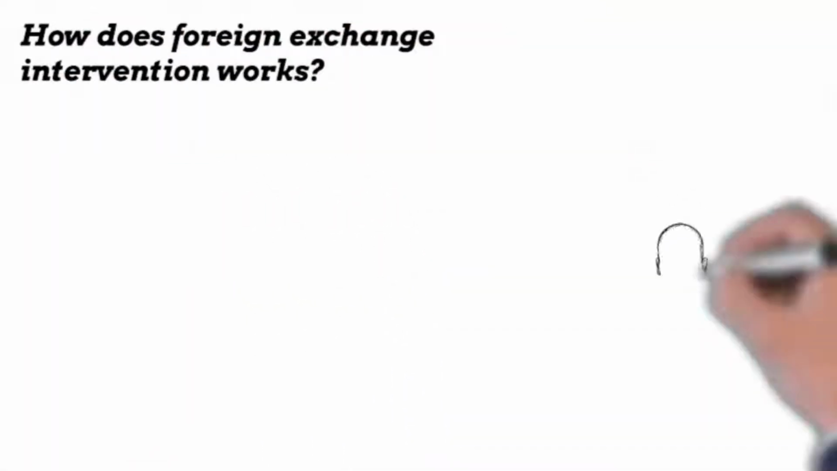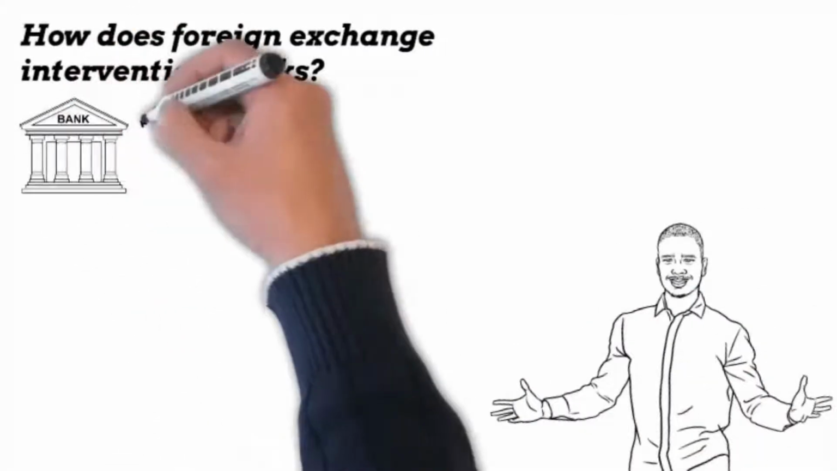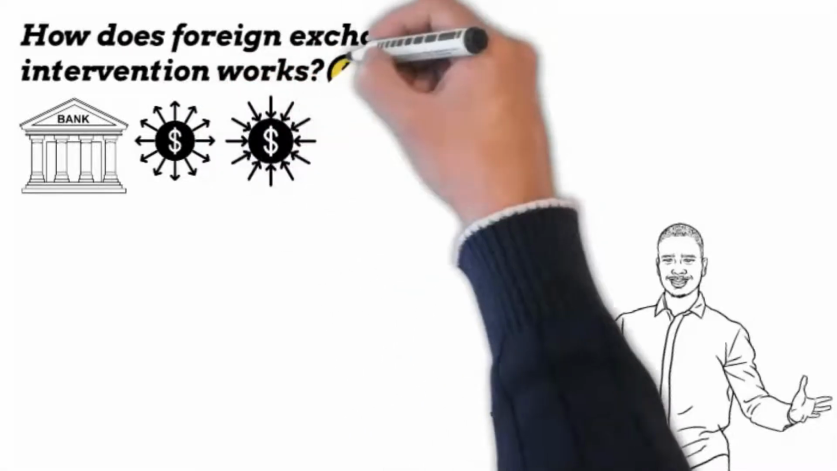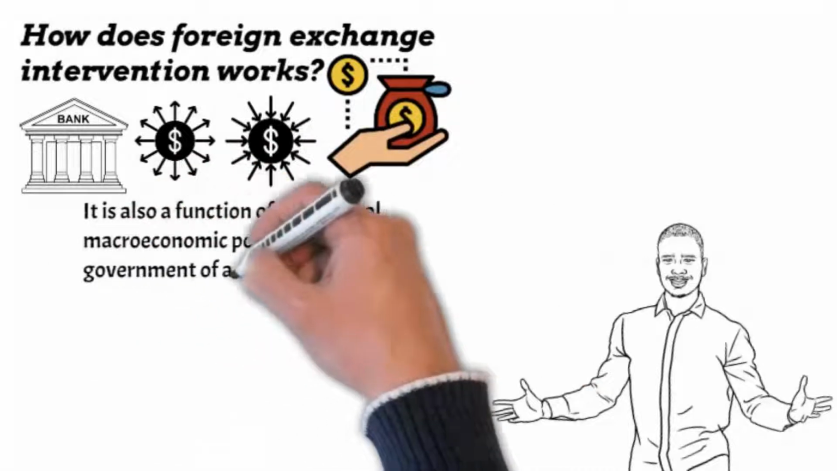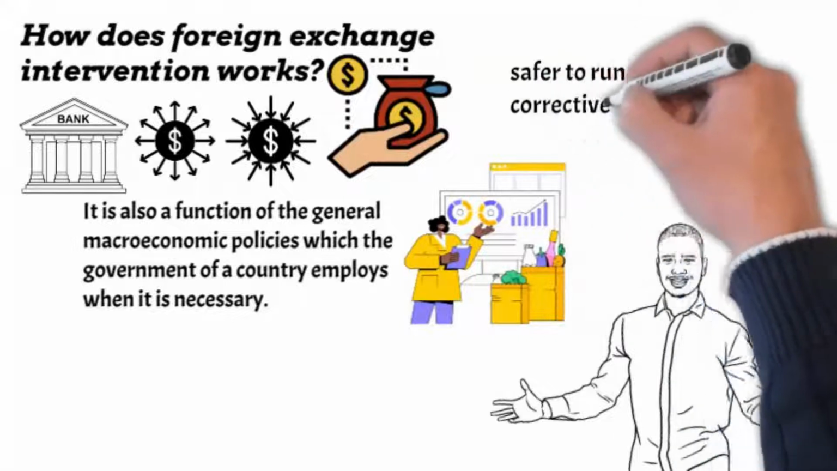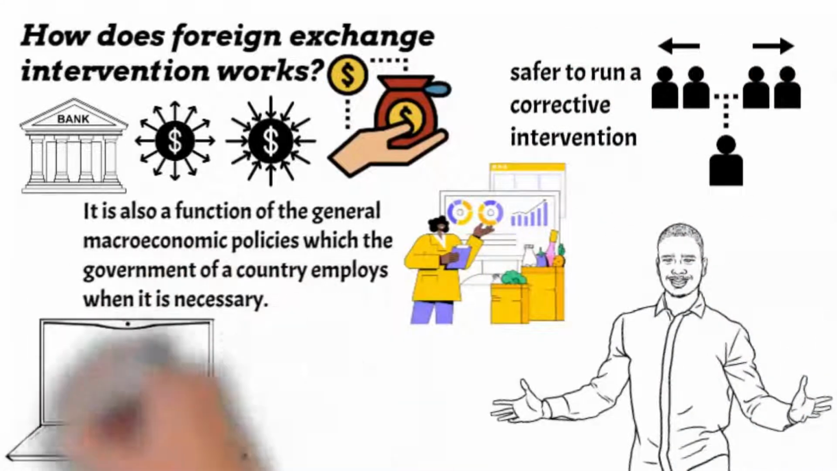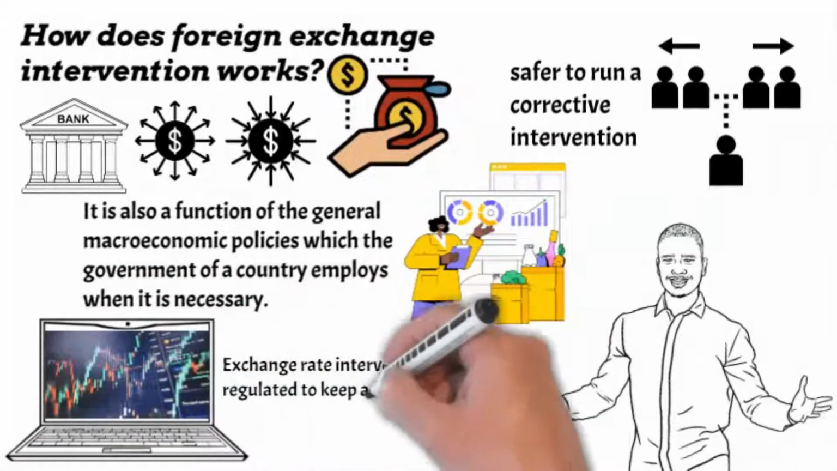How does foreign exchange intervention work? How successful the foreign exchange intervention gets is dependent on how the central bank limits the impact of outflows and inflows of the money supply. It is also a function of the general macroeconomic policies which the government of a country employs when it is necessary. It is safer to run a corrective intervention for a short period after the first approach has been carried out. Exchange rate intervention is also regulated to keep a tab on the inflow and outflow of money.